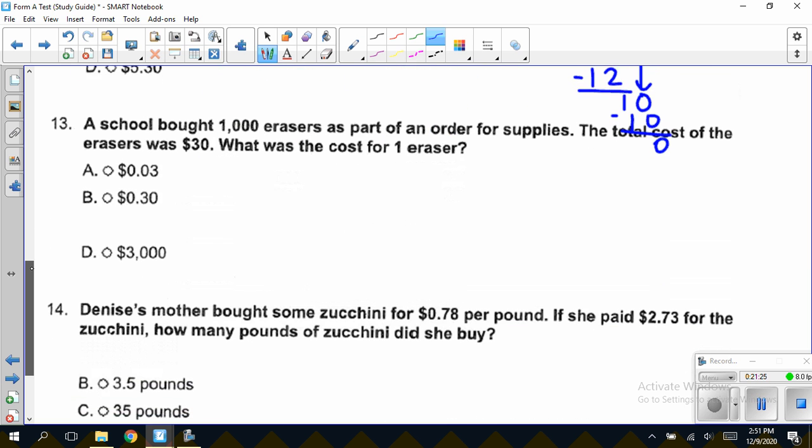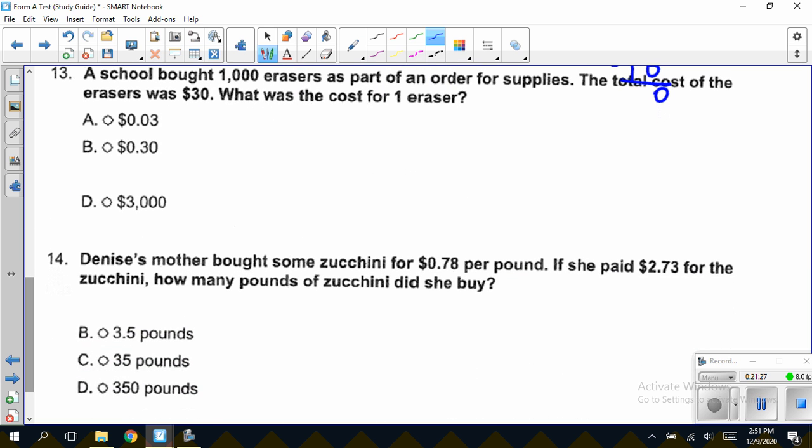Moving on to question number 13. It says a school bought 1,000 erasers as part of an order for supplies. The total cost of the erasers was $30. What was the cost for one eraser? So I need to take the total number of dollars that it cost me, which was 30, and I need to divide that by 1,000 erasers.